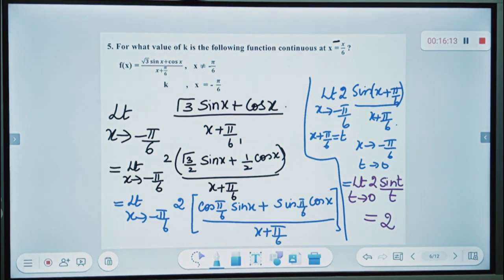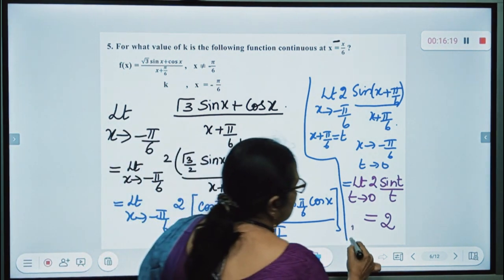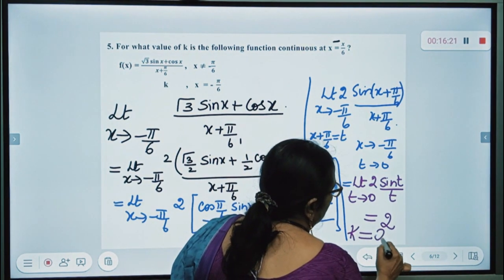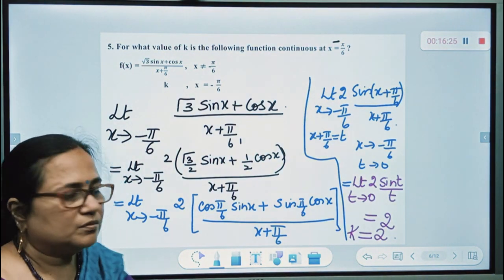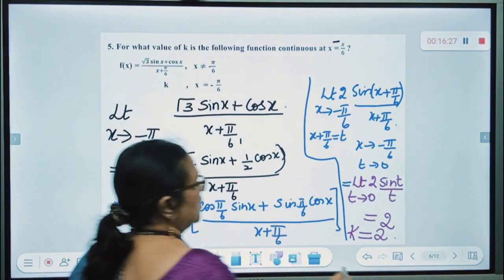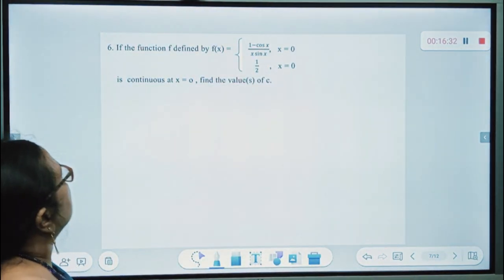So what is the value of k? Since it's given that the function is continuous, the value of k must be 2. So this implies k equal to 2. Is it clear for all of you? See, these kind of functions, you can also try using GeoGebra. I leave it as an exercise.